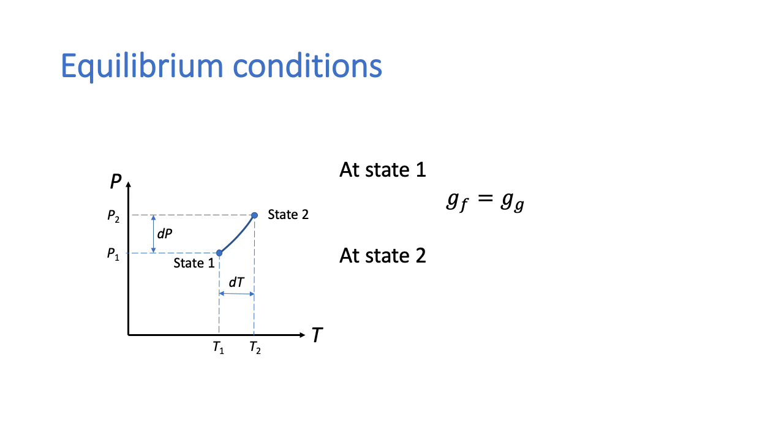At state 2, the chemical potentials also must equal each other. So therefore Gf plus dGf, which is the chemical potential of the liquid at state 2, must equal Gg plus dGg. Combining these, we have that dGf is equal to dGg. This equation means that the change in the chemical potential of the liquid when going from state 1 to state 2 must equal the change in chemical potential of the vapor.